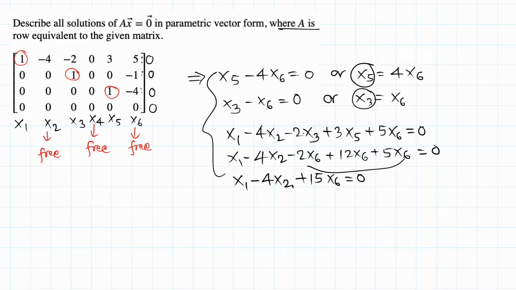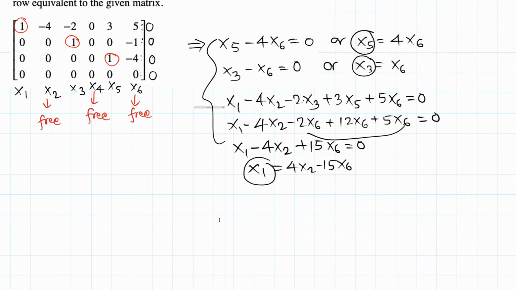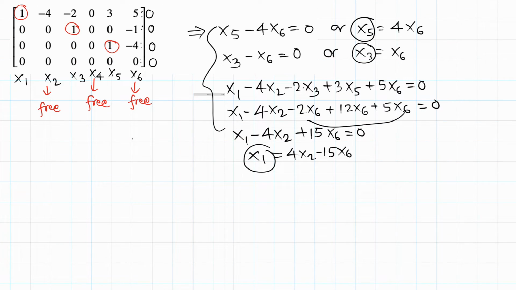Add 4x2 and subtract 15x6 on both sides. So we get x1 equals 4x2 minus 15x6. So we are writing x1 in terms of free variables. x2, x4 and x6 are free variables. Now this is how we find it. The next thing is that we need to describe the solution, so the solution in parametric vector form.